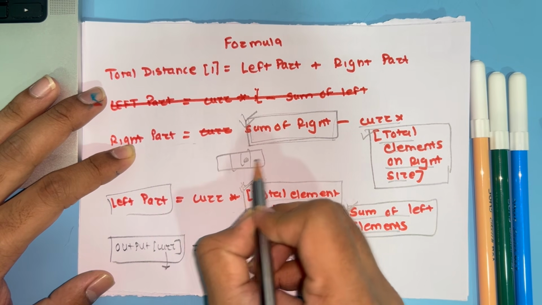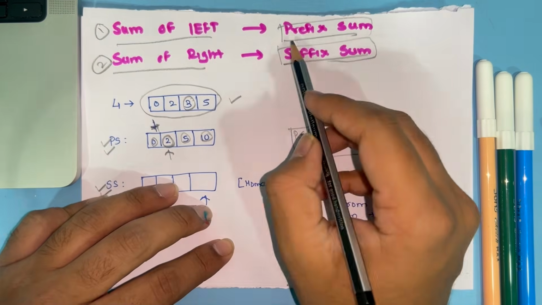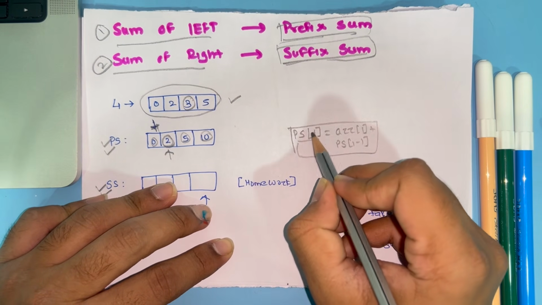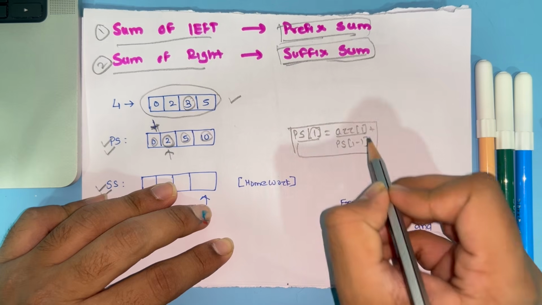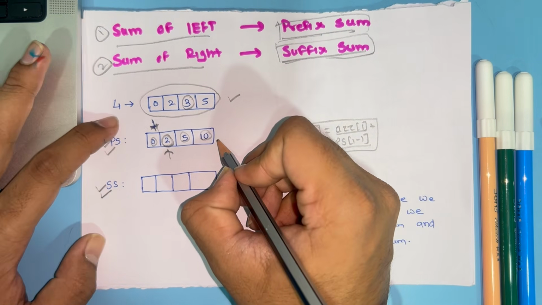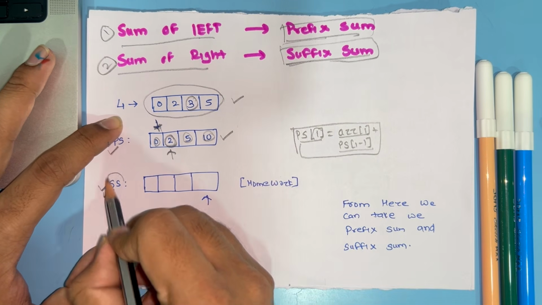So if this is the current index, for this we'll use the concept of prefix sum and suffix sum. So prefix sum can be calculated using this formula: prefix sum of i is equal to arr of i plus prefix of i minus 1. So after this calculation we will get this prefix sum. Similarly you can do this calculation for suffix sum.